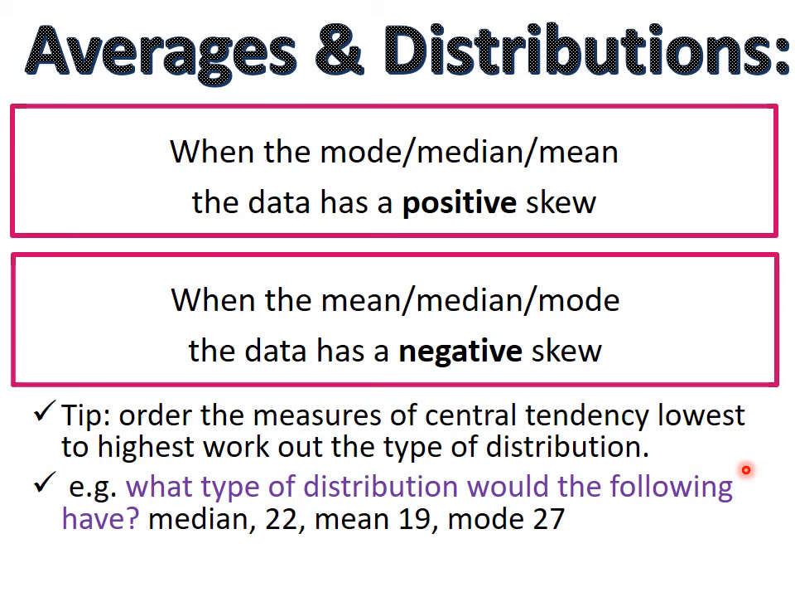So here we go. What sort of distribution would the following have? You've got a median of 22, a mean of 19, and a mode of 27. Well, let's put them in order. So mean 19 goes first, median 22, mode 27. Mean 19, median 22. Hold on a second. It's a negative skew. See what?